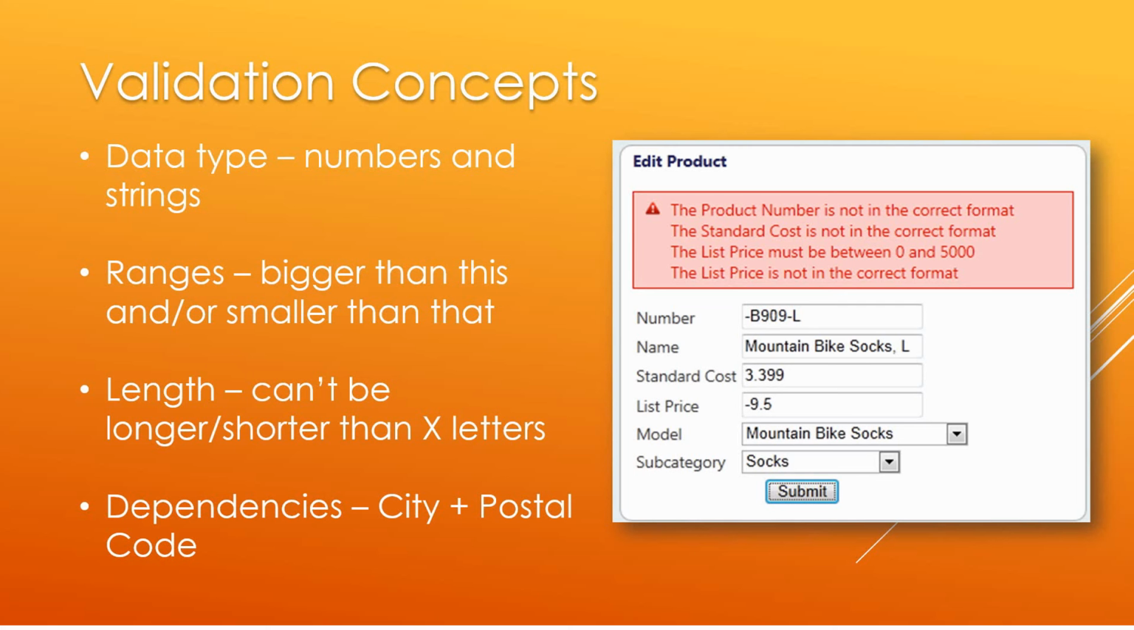So for example, Cape Town has postal codes starting with 8, so they're the 8000 range. Durban has postal codes starting with 4 in the 4000 range, and postal codes below 1000 are actually in Roodepoort. So you can see there's a dependency there.